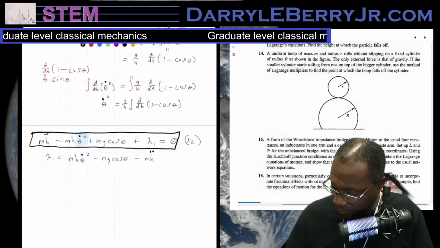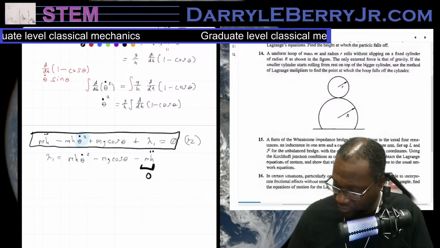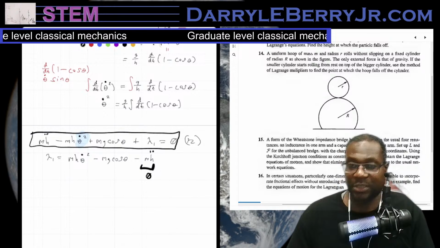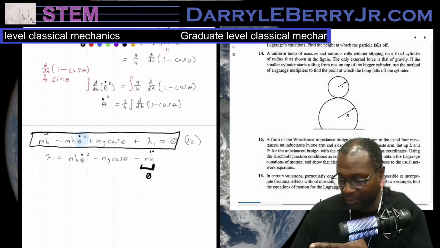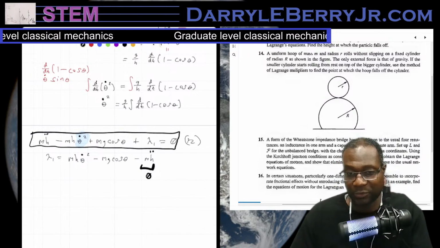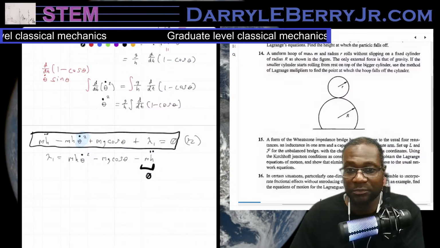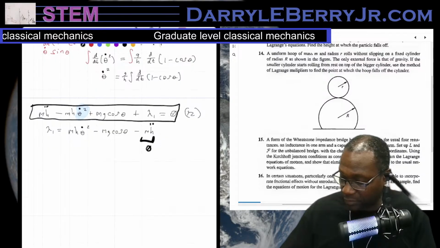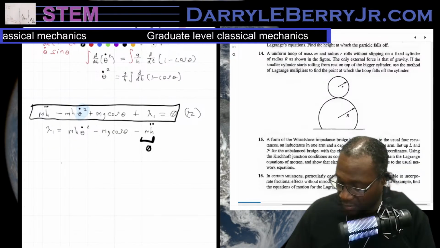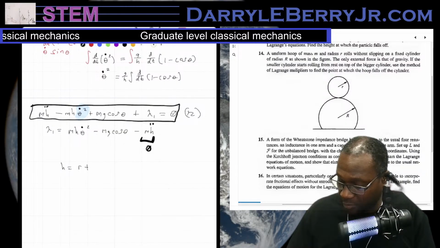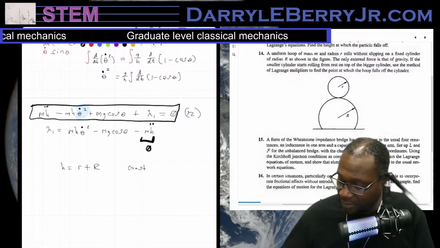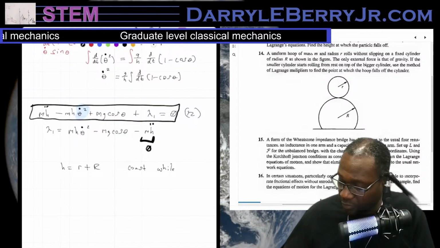Oh, so this is going to equal 0, because basically what we're trying to do is solve for when that breaks. So first we're going to assume that it's working right now. If I put this in context, our constraint equation was h equals r plus big R. This is constant while in contact, while the small circle is touching the big circle.